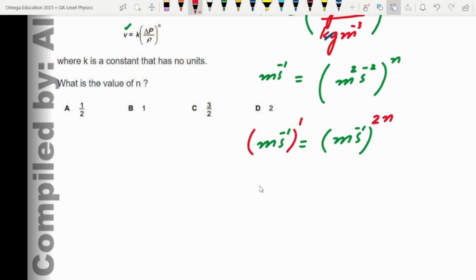So we can write that the base on the left side and the base on the right side is the same, and if the bases are the same, then their exponents can also be equated. This equals this, 2n equals 1, and that leaves you with the value of n, which is 1 over 2 or 0.5. So A is the right answer for this one.